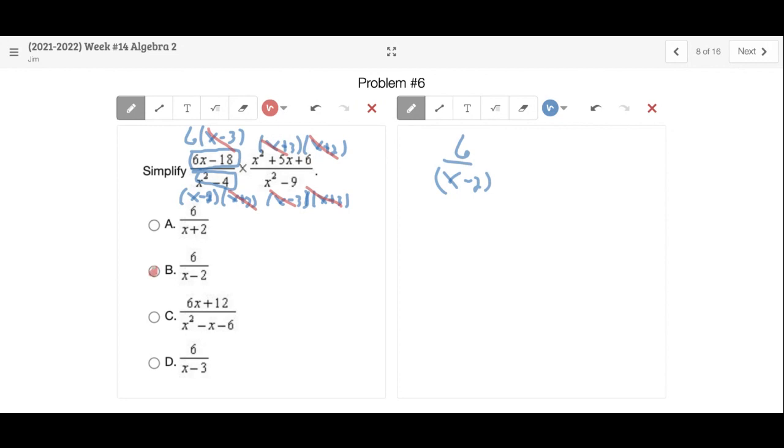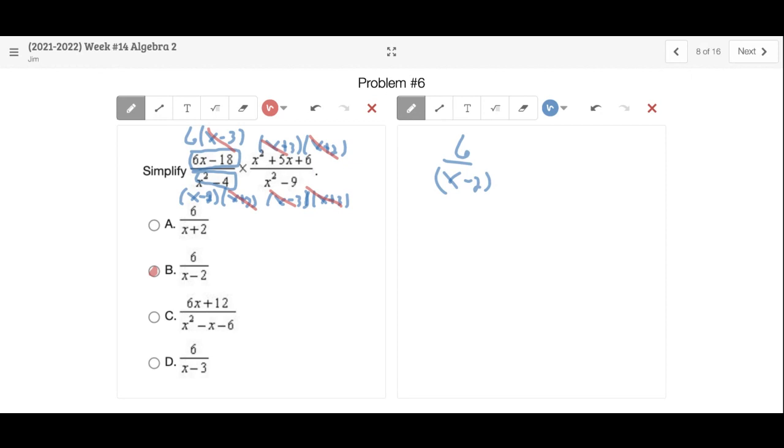So there wasn't much to do on multiplying, was there? Because everything just crosses off. But factoring is such a big part of this week when you're doing multiplication and division. It's just, can you factor?